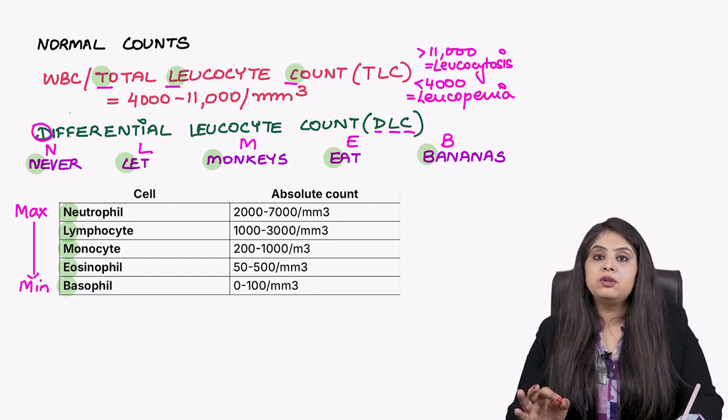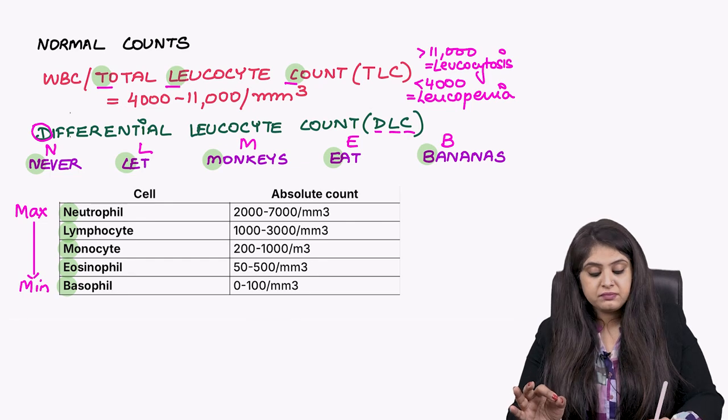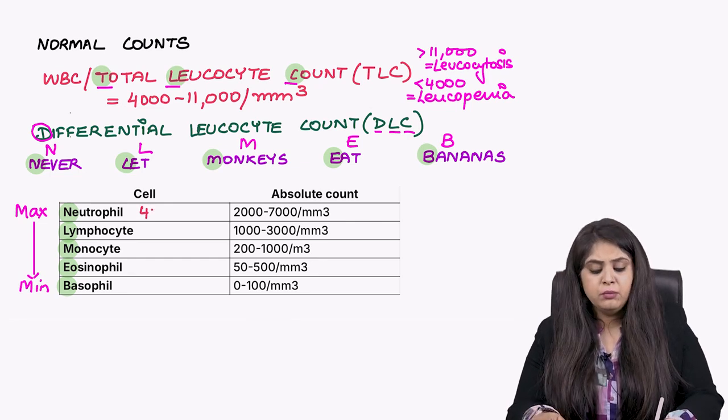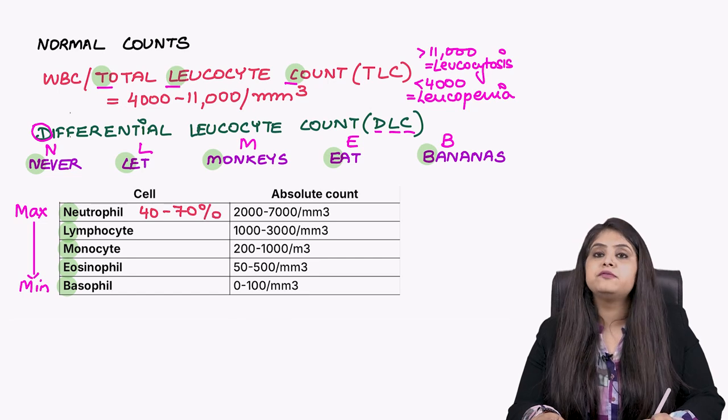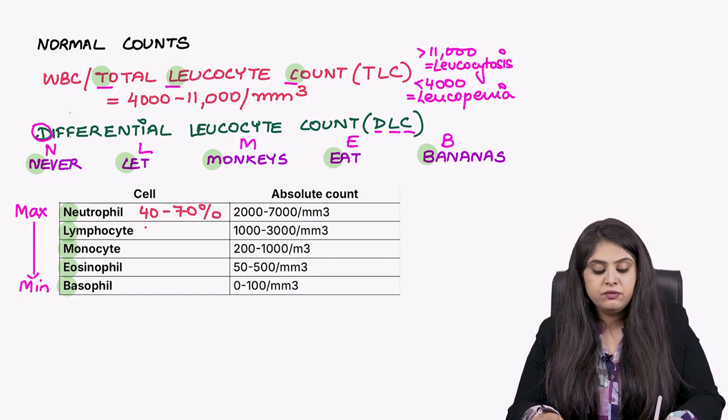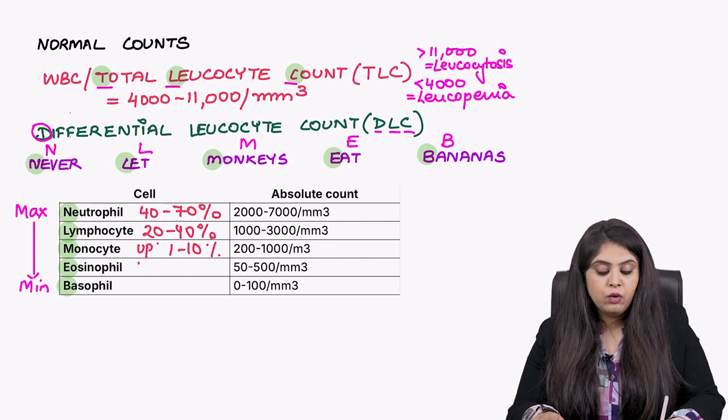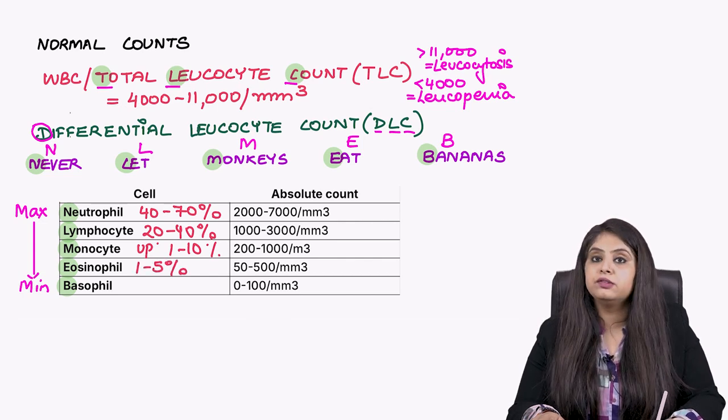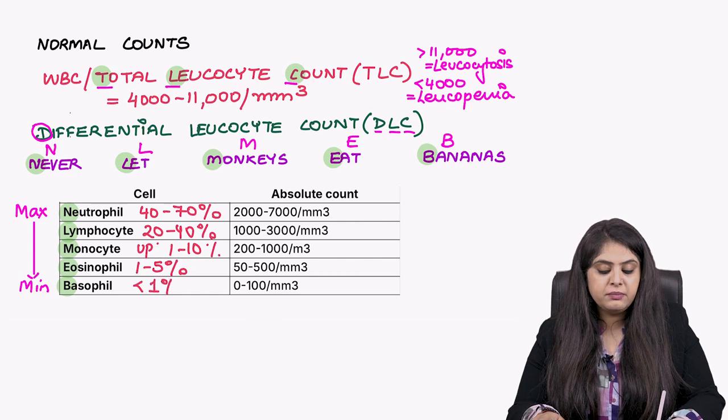I know all of you have always read these as percentages. And just giving you a vague idea, most of you have read that neutrophils are present 40 to 70%. Then you've read that 20 to 40% are going to be the lymphocytes. Then you've read somewhere up to 10%, or you can say 1 to 10% are going to be the monocytes, 1 to 5% are the eosinophils, and less than 1% are the basophils.